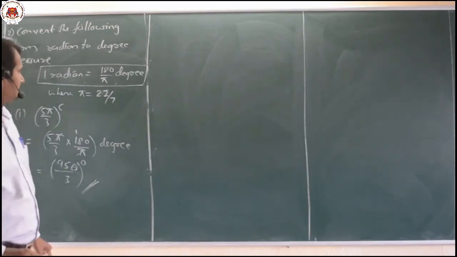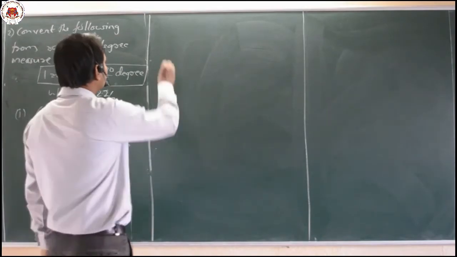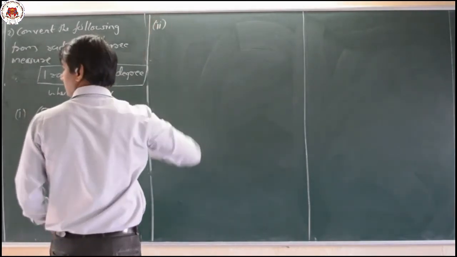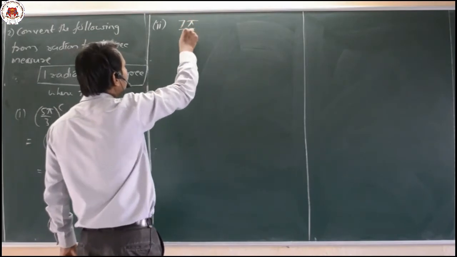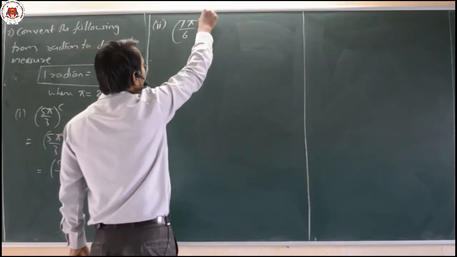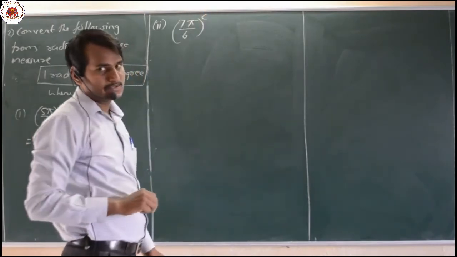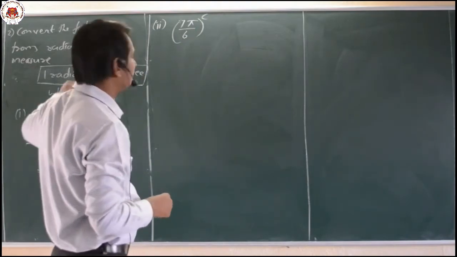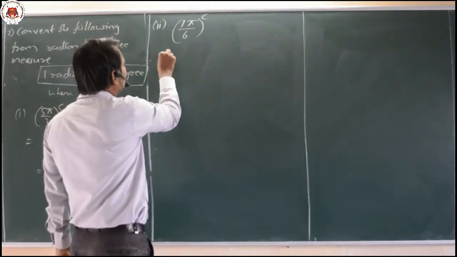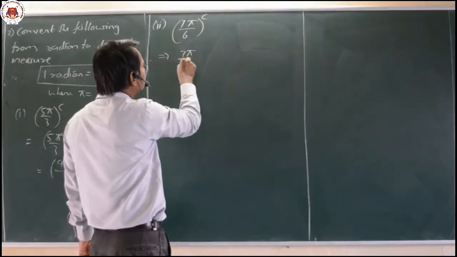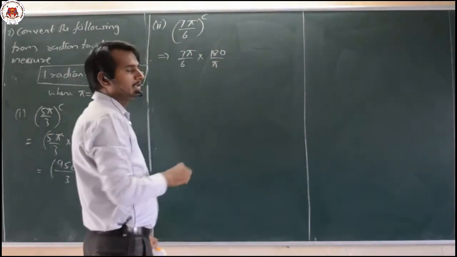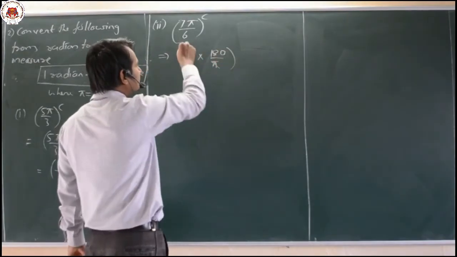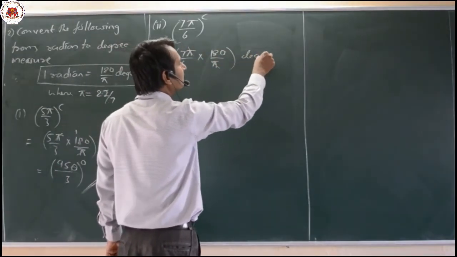Very simple. Now the second one, what we have here? 7 pi by 6 radian. Okay, 7 pi by 6. How do we require to solve? That is convert radians to degrees. So what we have here? That is 7 pi by 6 into 180 divided by pi here. 180 by pi, and pi gets eliminated here. That is in terms of degrees.